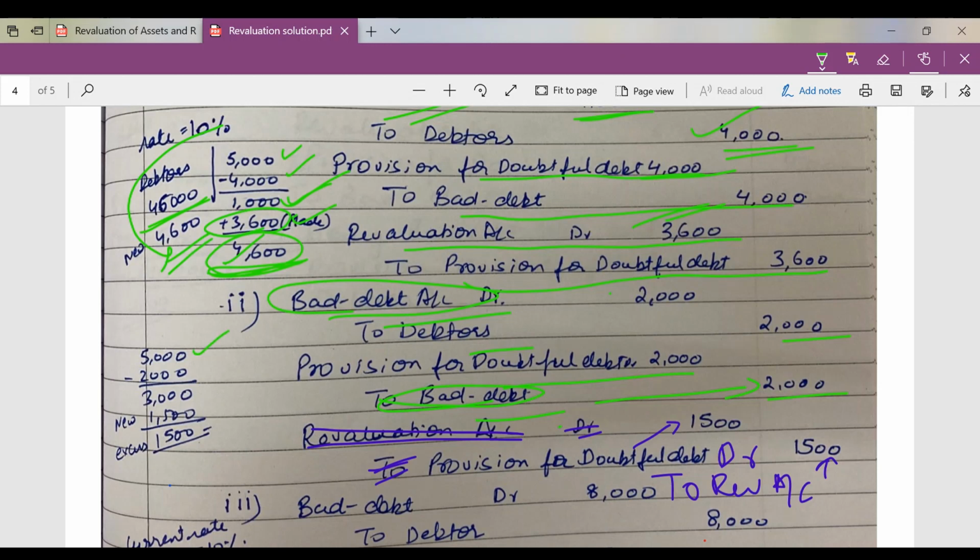And the next entry, first of all, let us do the calculation here. 5,000, out of that 2,000 has been used to write off the bad debt. So I'm left with 3,000 in my provision. The question tells I need a provision only of 1,500. So after subtracting 1,500 from 3,000, this 1,500 is extra provision. Now this extra provision needs to be removed. For reducing the amount of provision, I need to debit it, and I credit revaluation. It's a profit. So this will be the entry: provision for doubtful debt account debit to revaluation account.